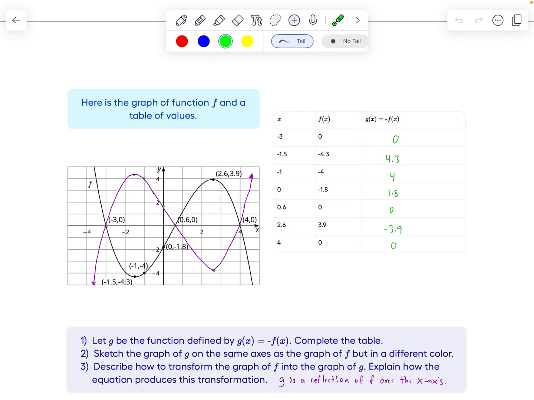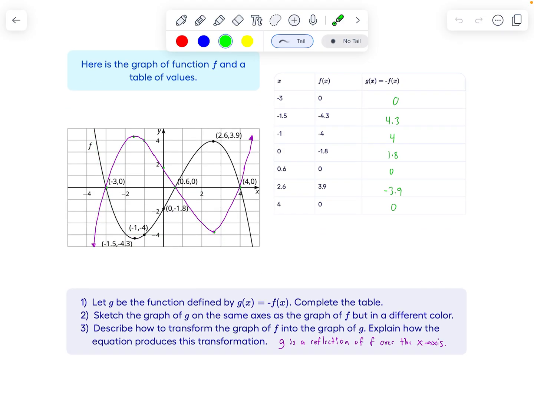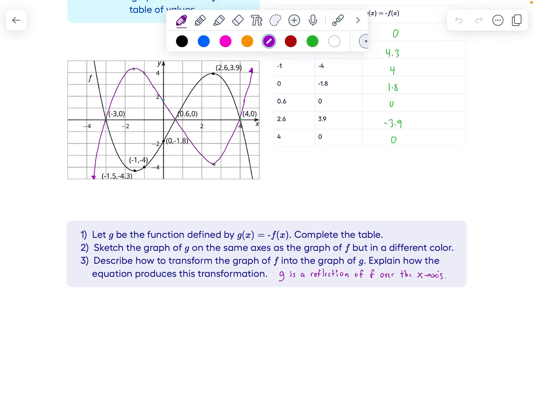And you can also see when it reflects over the x-axis, like anywhere this graph is decreasing, its reflection is going to be increasing. And then describe how to transform the graph of f into the graph of g. Explain how the equation produces this transformation. g is a reflection of f over the x-axis. And then explain how the equation produces this transformation is because all the y values become opposites. And that's what causes it to reflect over the x-axis. All y values become opposite.